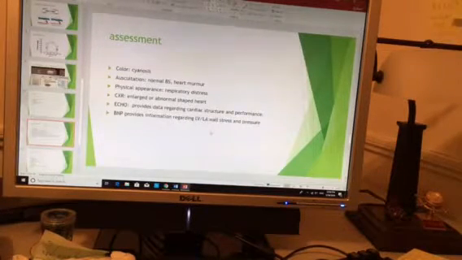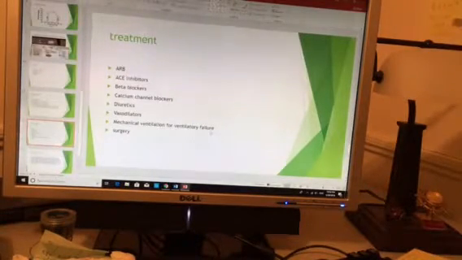Assessment includes history, auscultation, physical appearance, chest X-ray, echo, and BNP. So for the treatment, based on the current knowledge, the pharmacological treatment of diastolic heart failure should focus on normalizing blood pressure, promoting regression of left ventricular hypertrophy, avoiding tachycardia, treating symptoms of congestion, and maintaining normal atrial contraction when possible.